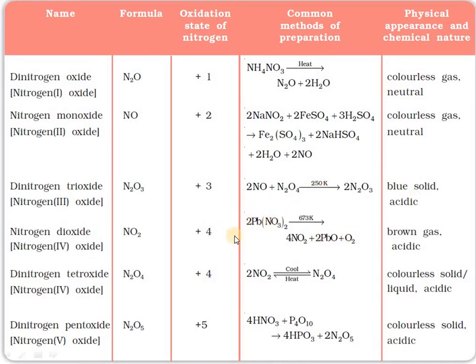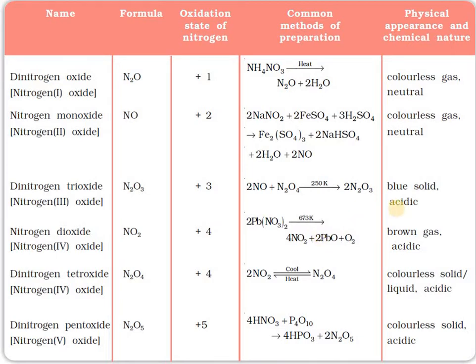Similarly, this reaction you have learned many times and have done in the lab also. Lead nitrate gives rise to lead oxide, nitrogen dioxide which is reddish brown in color, and oxygen which is colorless. Lead oxide is reddish brown on heating and yellow on cooling. Similarly, nitrogen dioxide, if you cool that gas, it dimerizes to N2O4. If you heat again, it will change to NO2; N2O4 is colorless, solid and liquid, and acidic.